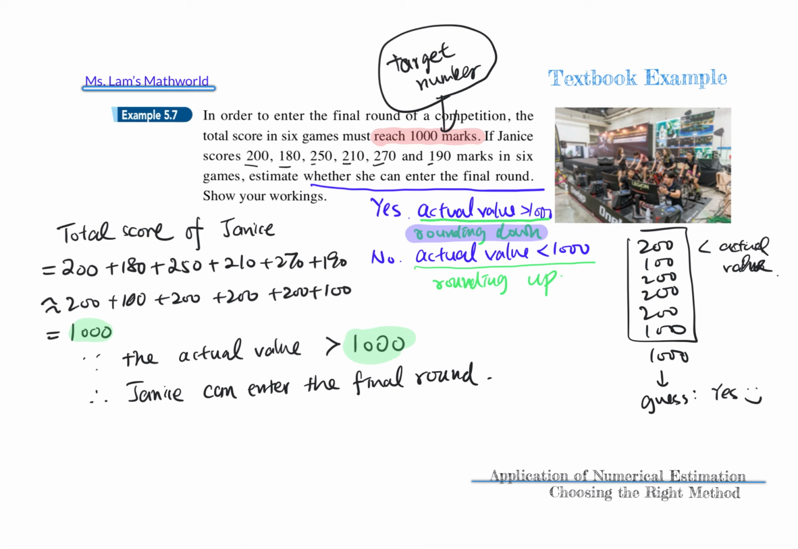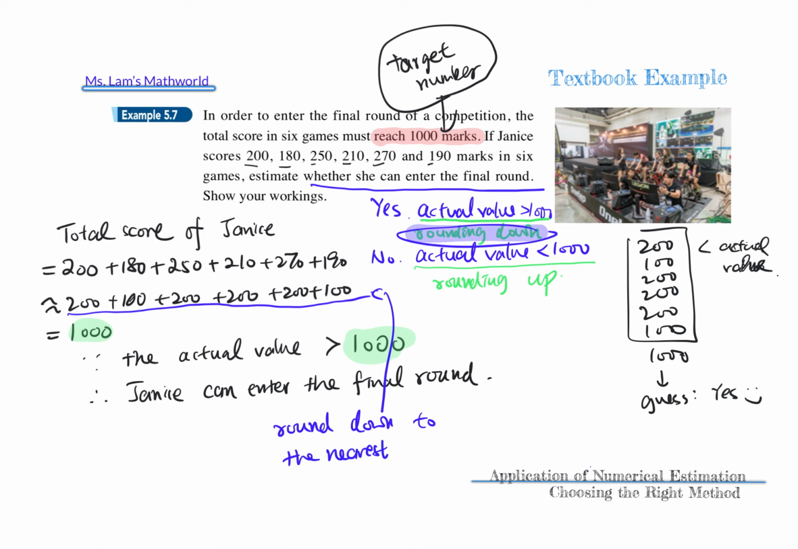So that's it. So before we end this video, remember when we want to round down, we should choose the same way to do the round down method. So this time all the numbers are actually rounded down to the nearest 100.